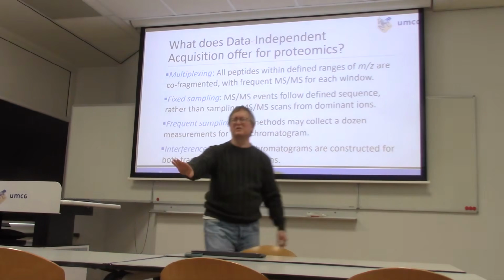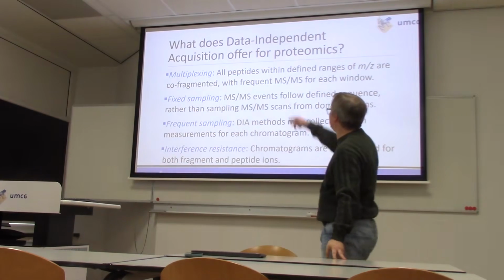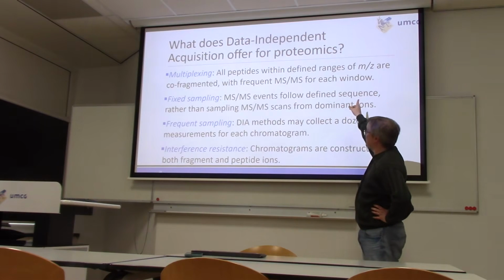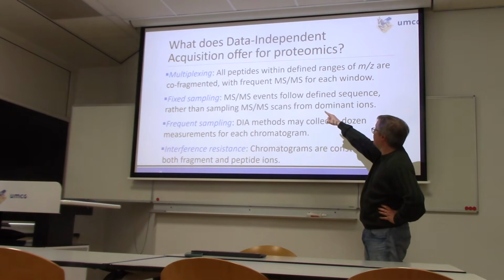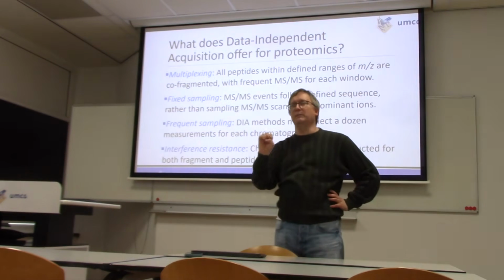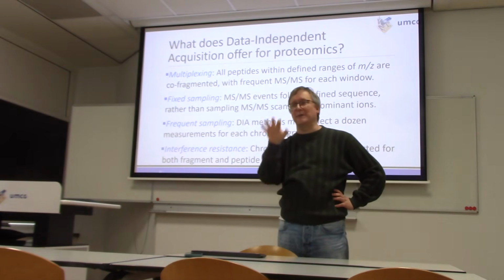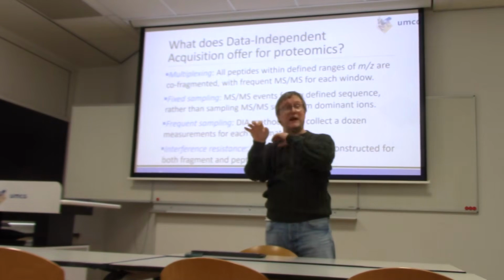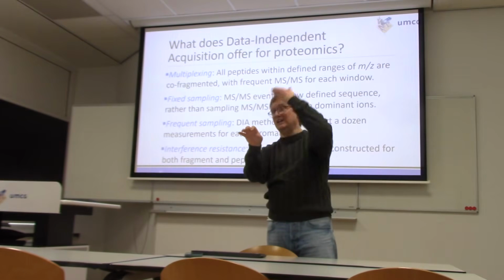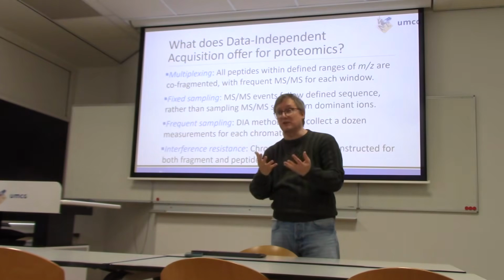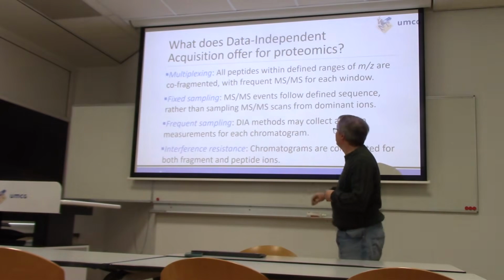Okay, so why would we do this? We start with multiplexing. All the peptides within the defined ranges of M/Z are co-fragmented with frequent MSMS for each window. We're not really in a place where we have to treat each MSMS as an independent thing. Now the evidence, the fragment evidence for a given peptide is observed multiple times because those MSMS scans are frequent for a given isolation window.